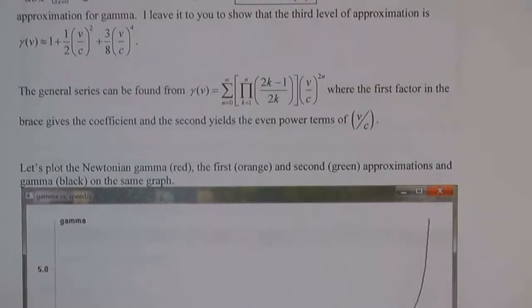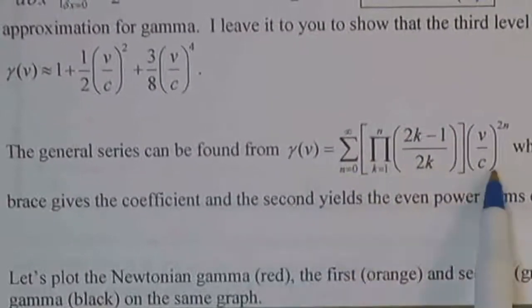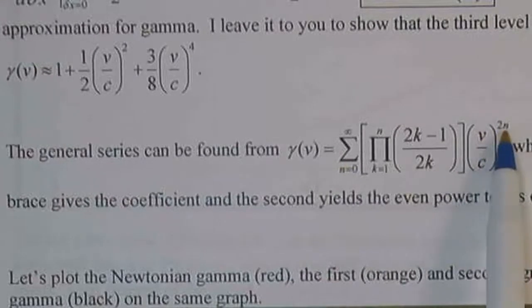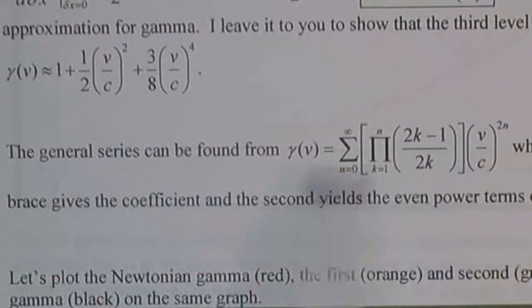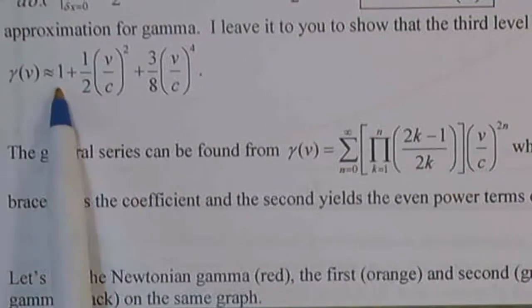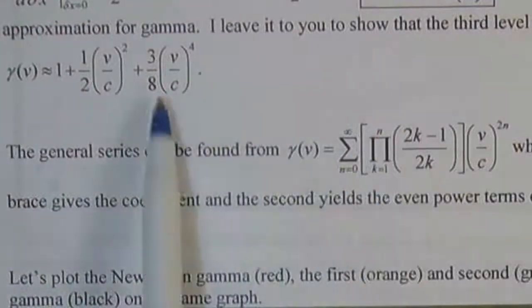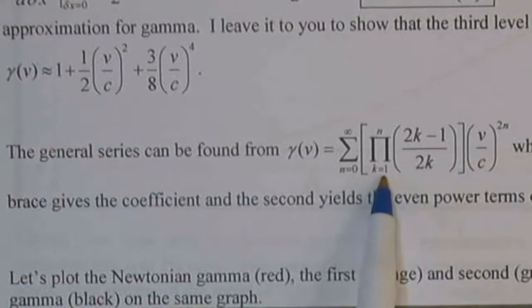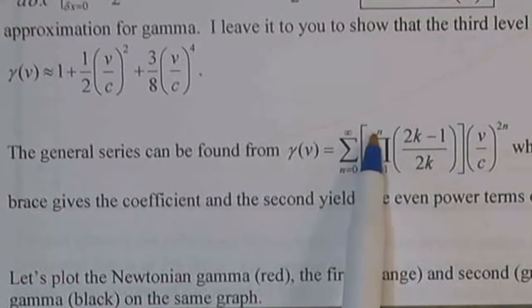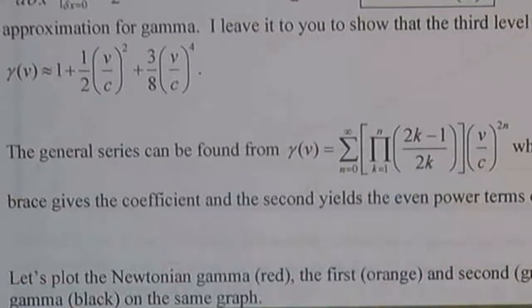The general expression can be written down in a closed form here, where it's an infinite series, where n is giving us the powers of v over c to the 2n. So only even powers of v over c appear in the series, and that's what we saw up above. We had the 0 power, the 2nd, the 4th, the next one will be the 6th, and the 8th, etc. And this coefficient is given by this product, where the product runs from k equals 1 to whatever n is of 2k minus 1 over 2k, multiplied together.